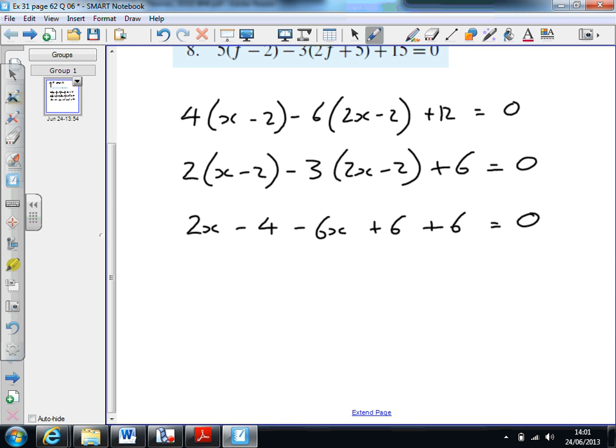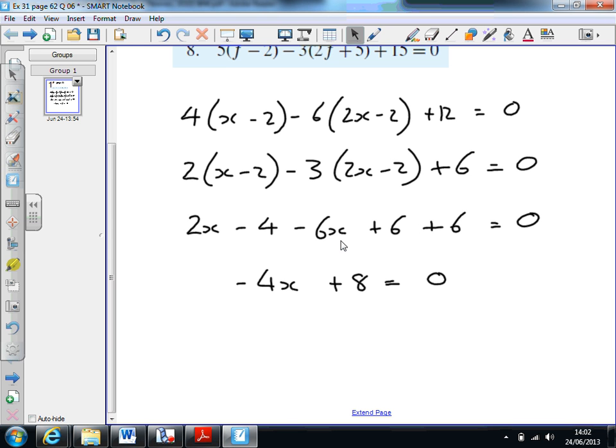Now I collect together like terms. If I look at this, I've got negative 4 plus 6 plus another 6. They can all be collected together, and the x's can be collected together. So 2x minus 6x is minus 4x. Minus 4 plus 6 is 2, plus another 6 is plus 8, equals 0. So we've virtually solved it now.